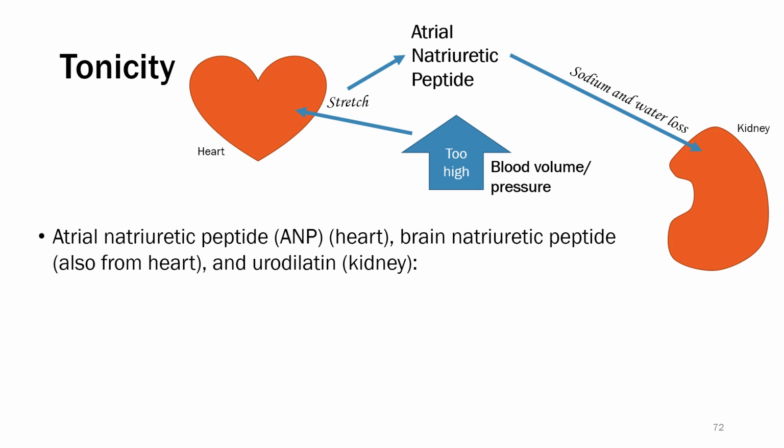Atrial natriuretic peptide is released from the heart, brain natriuretic peptide is also released from the heart, and urodilatin. That's one of those examples where they found something and named it and then realized where it was coming from. And urodilatin comes from the kidney.